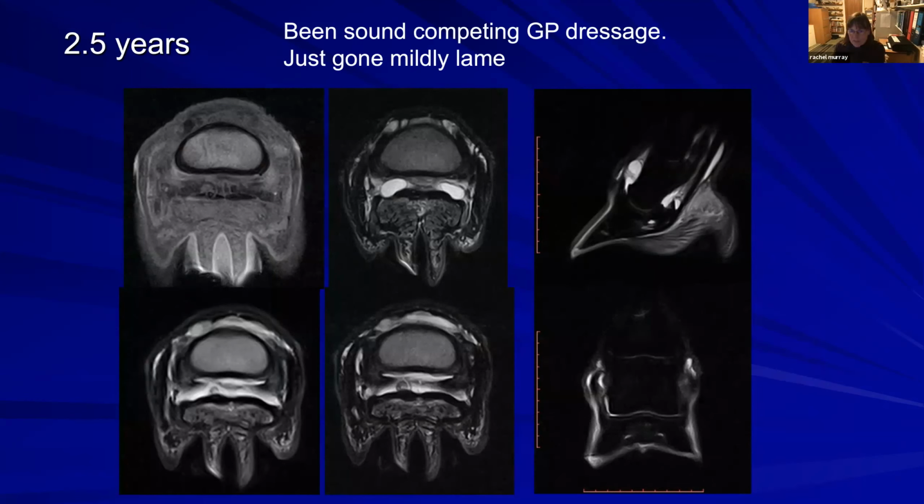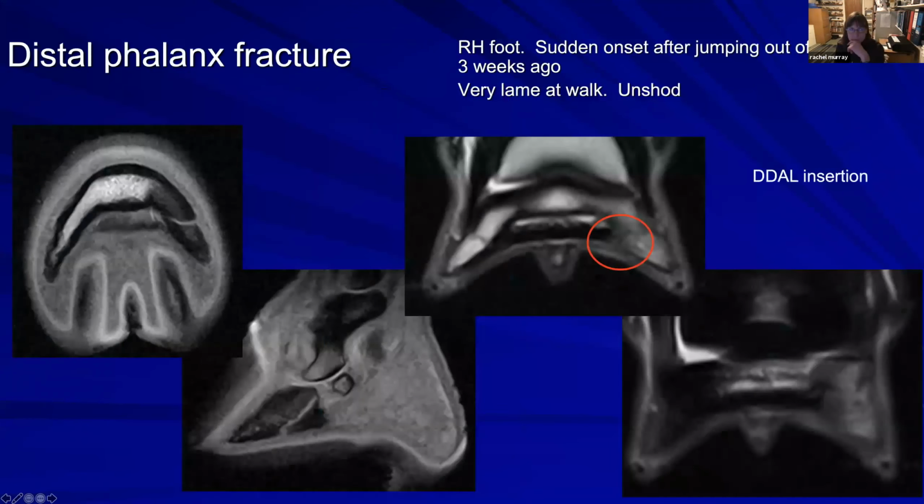And we can see at this stage, we don't have repetition of the bone injury, but we do have a development of the deep digital flexor tendon injury, which is advanced. But this horse has stayed sound for 2.5 years. What about distal phalanx fracture?